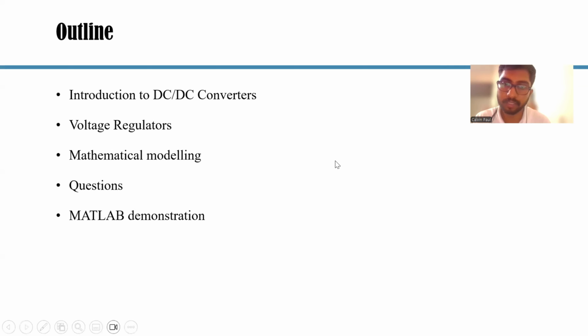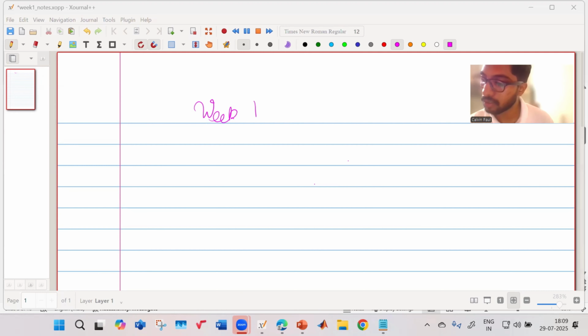So, today we'll be discussing the following. We will consider an introduction to DC-DC converters, then voltage regulators. Also, we'll talk about the mathematical modeling to design, solve questions, and then also, if time permits, a MATLAB demonstration will be done. Okay. So we will start with the various DC to DC converters.